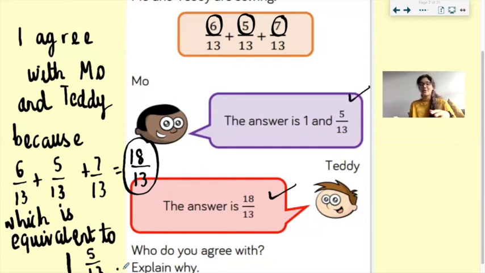So both of them are correct. They've just shown the fraction in a different way to one another, but it's the exact same answer. And they've done the exact same question as well, just like I've done with you here.